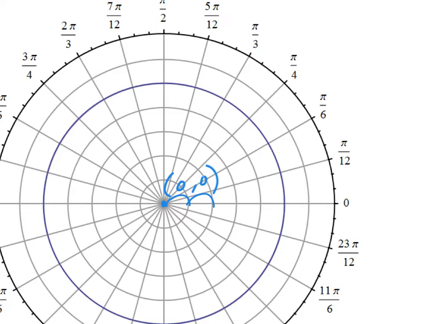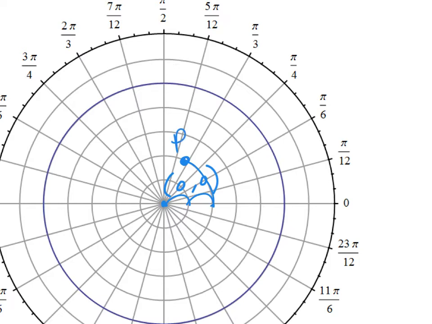Pi over 3, is that a positive or negative angle? Positive. So then we need to turn in the positive angle direction. Which direction is positive angle? Show me with your arms. Yes, counterclockwise. So we're going to turn this way, positive pi over 3. So we're on the second ring, and we're going to go pi over 3. Okay, so this is where P is.